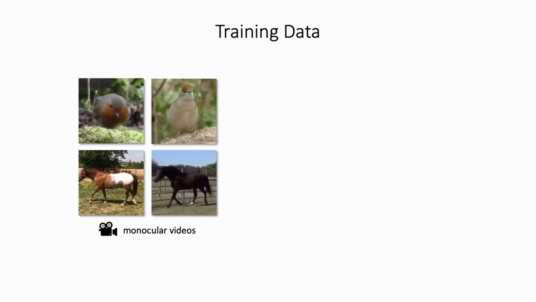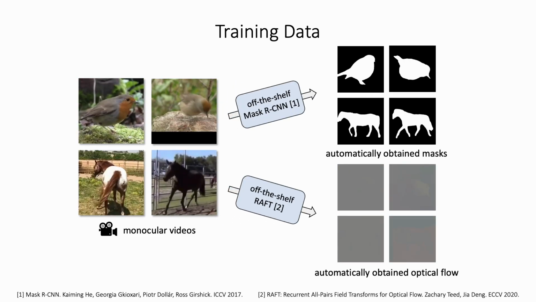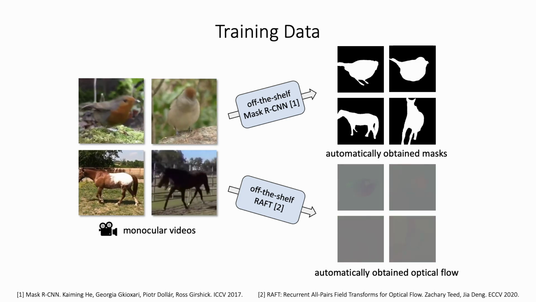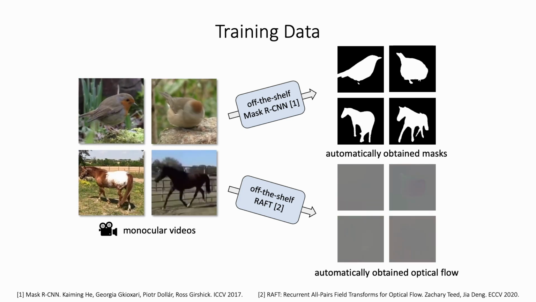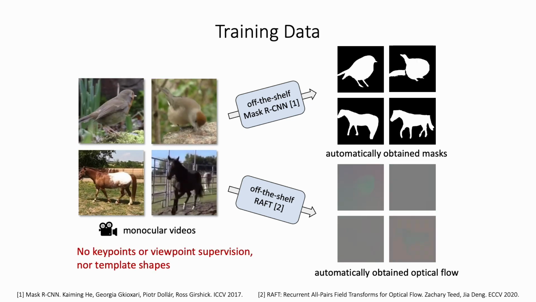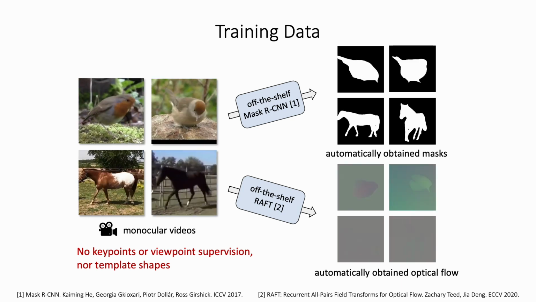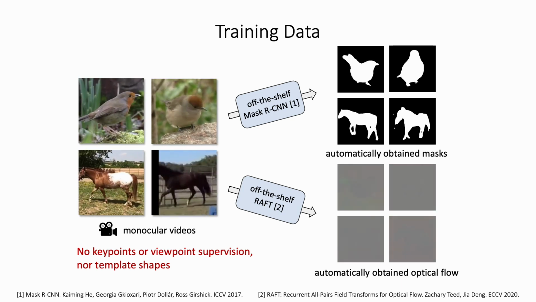We obtain object masks and optical flow from off-the-shelf models and use them as supervisory signals during training. In particular, unlike existing methods, our model does not rely on any explicit 3D, keypoint, or viewpoint supervision, nor does it require a 3D shape template.